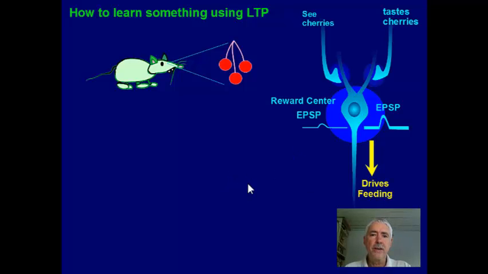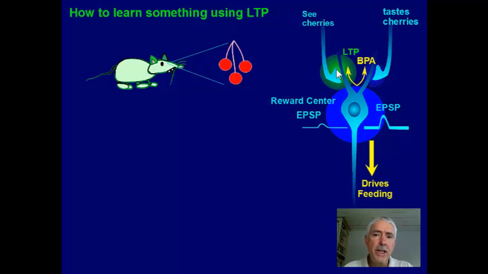Now these neurons have been designed for learning and memory. And so what we're getting here is that at the same time that this action potential goes along the axon to drive feeding, we also get a back propagating action potential going back into the dendrites. And guess what? We're going to get long-term potentiation, because these plastic synapses possess the NMDA receptor, and the two criteria have now been met.